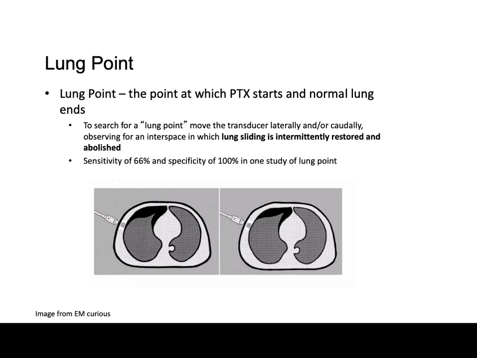Previously, we mentioned searching for a lung point when evaluating for pneumothorax. The lung point is the point at which the pneumothorax starts and normal lung ends. To search for a lung point, move the transducer laterally and/or caudally, observing for an interspace in which lung sliding is intermittently restored and abolished. This has a sensitivity of 66% and specificity of 100% for pneumothorax in one study of lung point.